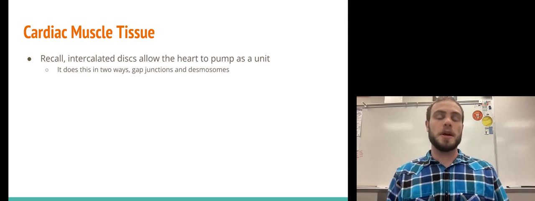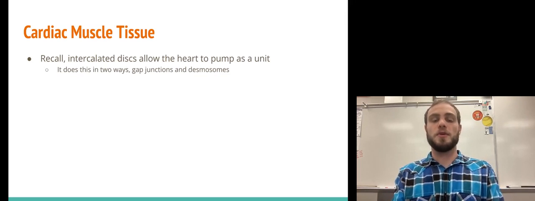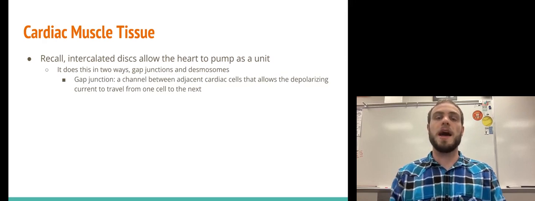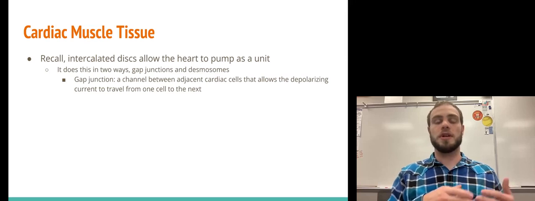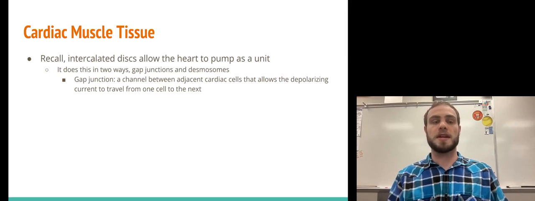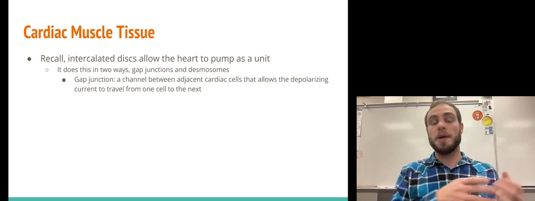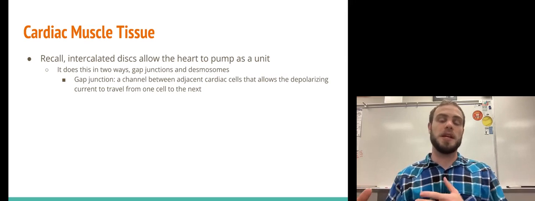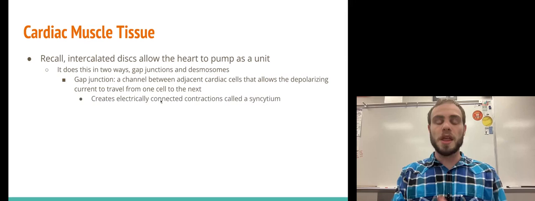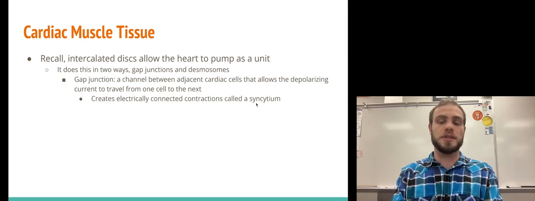And so the cardiac tissue is able to contract as a unit through 2 structures known as gap junctions and desmosomes. Gap junctions are channels in between adjacent cardiac cells. What those junctions do is they allow the electrical current from the depolarization of the muscle cells to travel from one cell to the next. And so instead of having to have that current basically be restarted in between each cell, that current is able to flow through all those cells very quickly. And so it creates electrically connected contractions known as a syncytium. Syncytium is how you pronounce that.